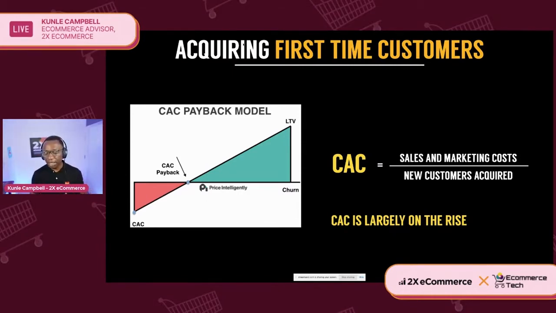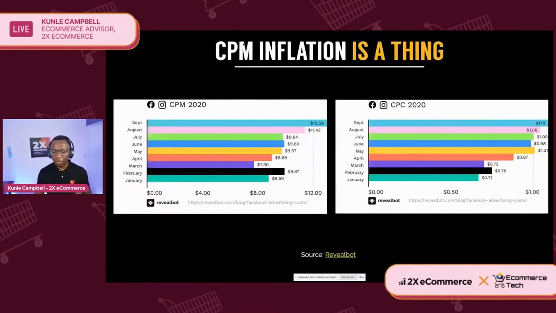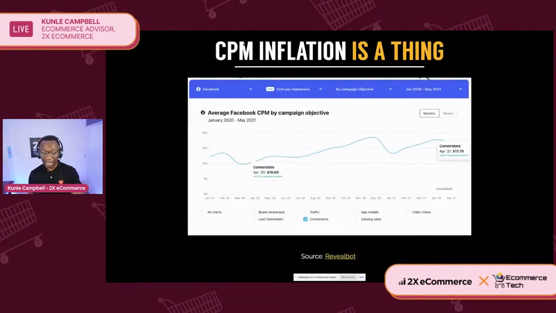And I like the work put together with RevealBot. If you look at what RevealBot did, we looked at revenue and at CPM rates on Facebook in April 2020. This is a very, very good tool, by the way. Just check out RevealBot, CPM Inflation. And basically, if you compare conversion objective campaigns on average on Facebook, this time last year, April 2020, to this year, CPMs have gone up by 70%.